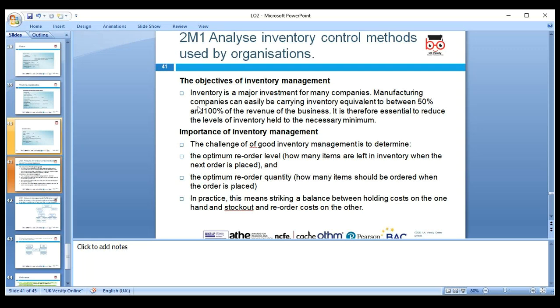If they don't have cash, they have inventory. If you want to pay salary to somebody, you can't say you take the inventory. Yes, so that's why inventory management is crucial. So important. Inventory management, the challenge of good inventory management, is to determine the optimal reorder level.